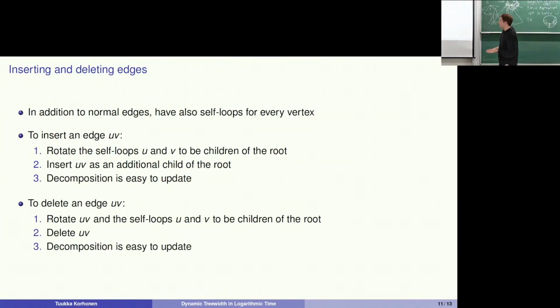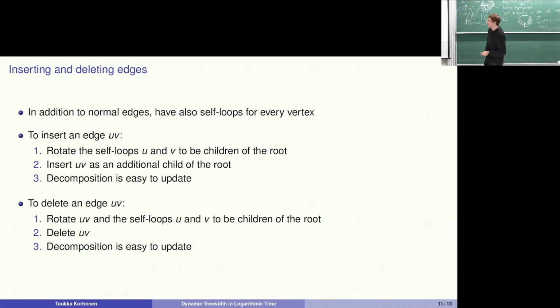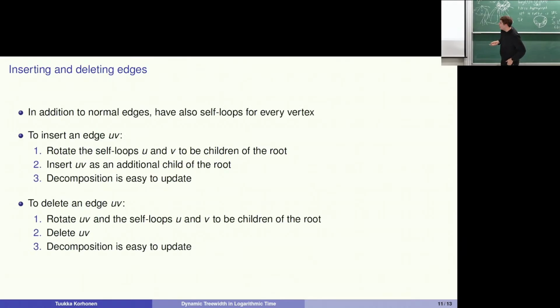And the same thing works for deleting an edge, but with three leaves. We have these leaves corresponding to UV and the two self loops, and we rotate all three to be children of the root. Then deletion is again easy, and updating the decomposition is easy.